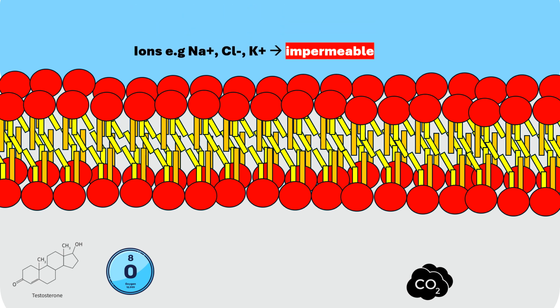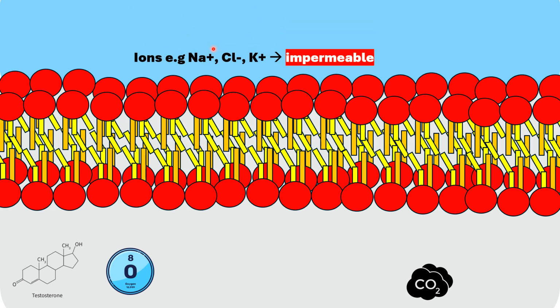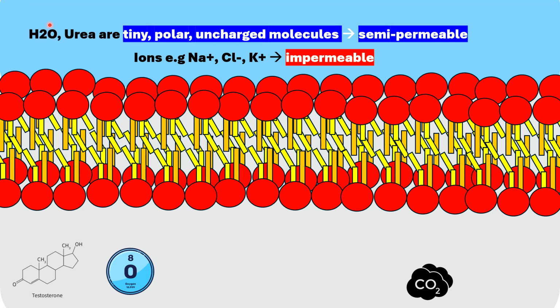Now, ions such as sodium, chlorine, potassium. Okay, ions will always have a positive or negative symbol. Okay, and they'll be elements of the periodic table. These are impermeable. They cannot pass through the membrane unless there's a channel protein and transport protein, which we'll look at later. But through the layer of simply phospholipids, they will not pass. They shall not pass.